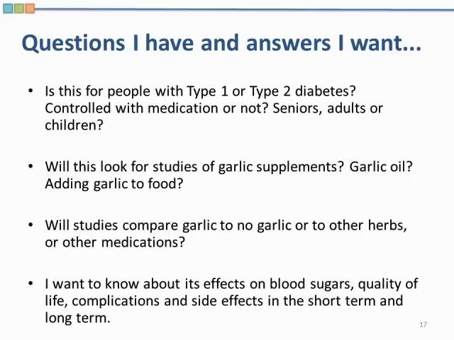For example, is this review about people with type 1 or type 2 diabetes? Controlled with medication or not? Seniors, adults, or children? Will this look for studies of garlic supplements, garlic oil, adding garlic to food? Will studies compare garlic to no garlic or other herbs or other medications? I want to know about its effects on blood sugars, quality of life, complications, and side effects in the short term and long term. Some of you may recognize the types of questions you asked. They usually fall into certain categories.